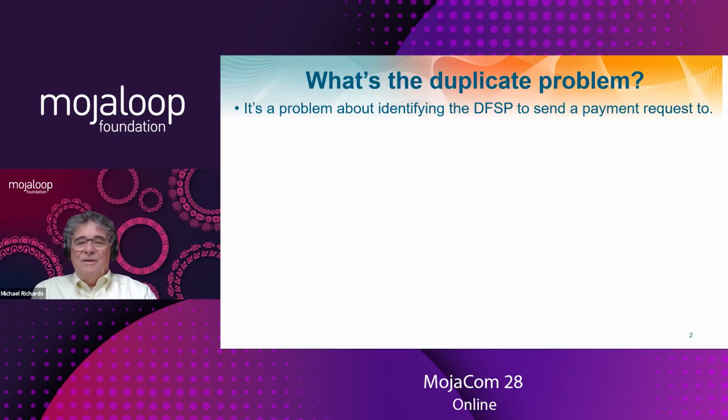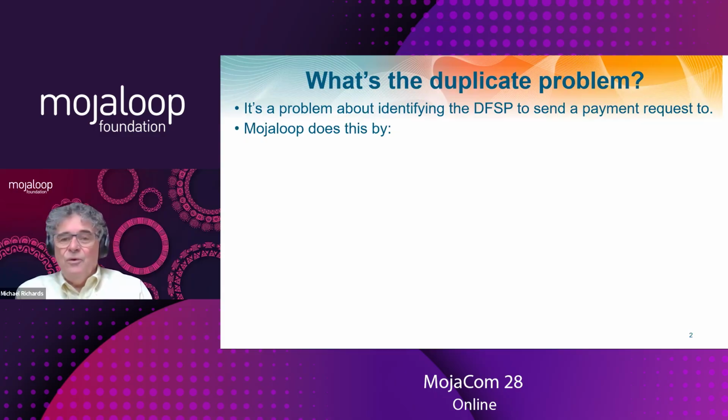So it's a problem that is really about identifying which DFSP to send a payment request to. There are other problems in the payment space which are about making sure that people really are the people that they say they are. The duplicate problem is not quite like that. It's to do rather with understanding which DFSP, which bank, which mobile money system we should talk to make a payment to a particular customer.